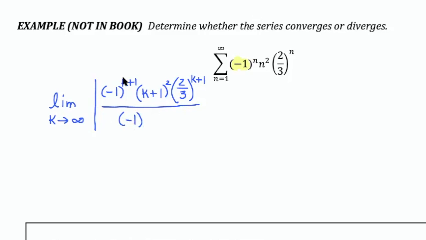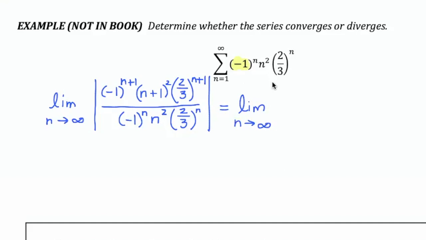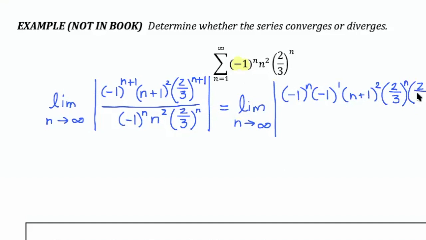I guess technically I should be using n's. My original series was given in terms of n, so really I should stick with that. Not that it matters a lot. I went ahead and substituted in n plus 1s everywhere in place of the n's for the numerator and left the n's in the denominator as they were. And I'm now going to use my exponential properties to rewrite what's inside this absolute value as -1 to the nth power times -1 to the first power times n plus 1 squared. And then I'm going to again split up 2/3 to the n plus 1 the same way I did the -1.